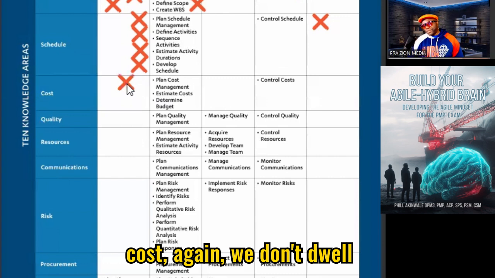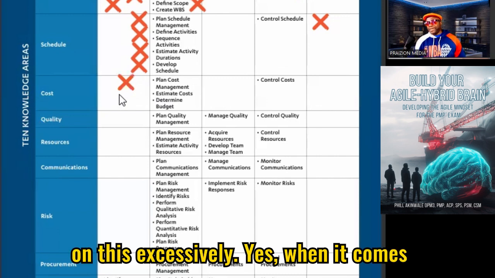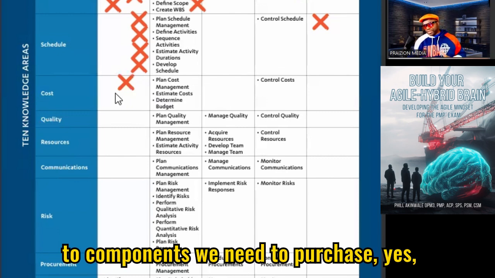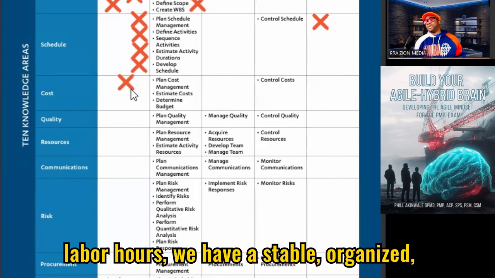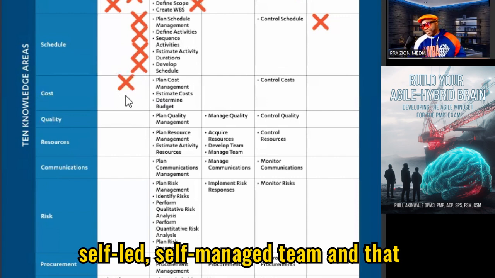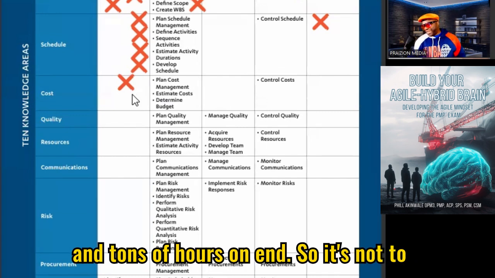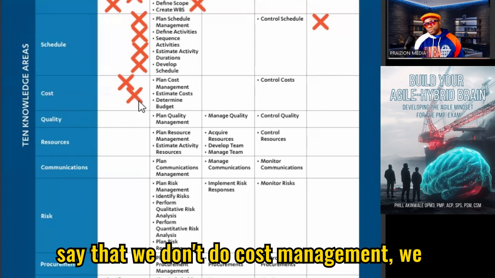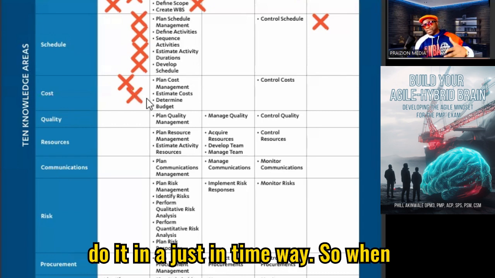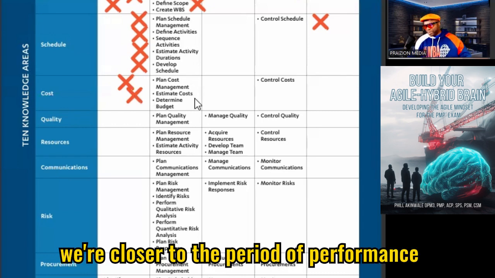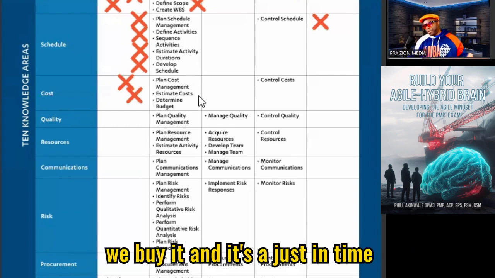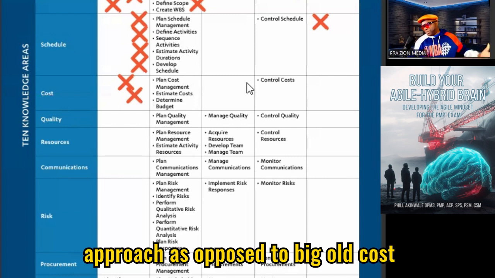When it comes to cost, again, we don't dwell on this excessively. Yes, when it comes to components we need to purchase, yes, we understand that. But when it comes to labor hours, we have a stable, organized, self-led, self-managed team, and that takes away the need for calculating tons and tons of hours on end. So it's not to say that we don't do cost management. We do it in a just-in-time way. So when we're closer to the period of performance and we know what needs to be bought, then we buy it. And it's a just-in-time approach as opposed to big old cost management.